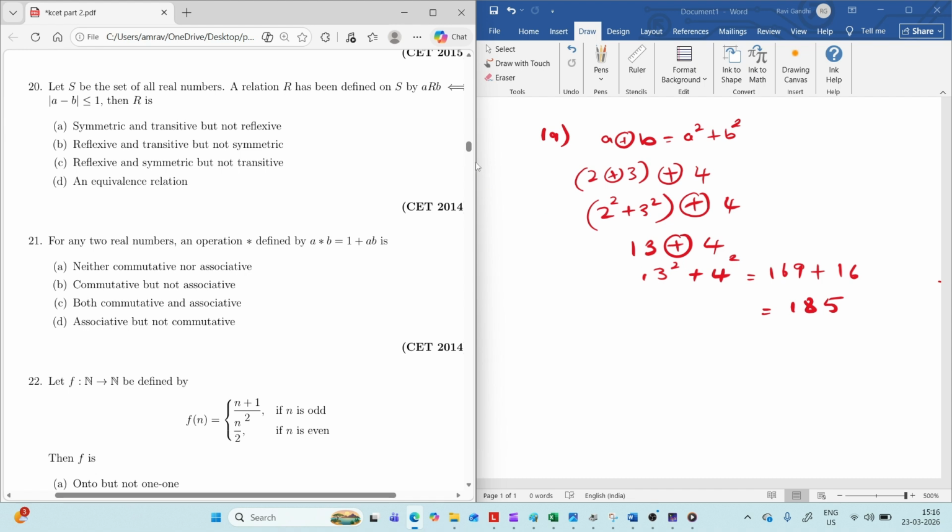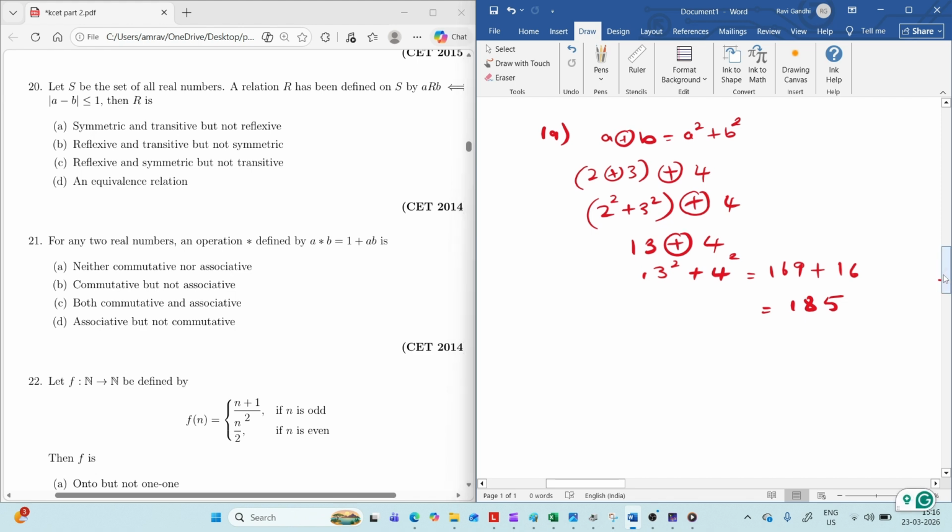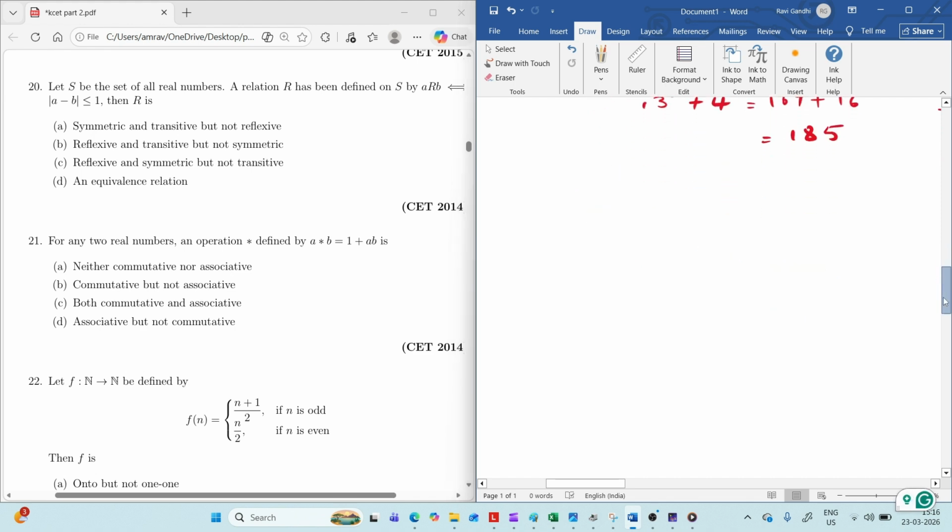So next question, let S be the set of all real numbers. A relation R has been defined on S by A related to B as modulus of A minus B less than or equal to 1. Then R is, you have to find out whether it is reflexive, symmetric and transitive using this condition. It's very simple. First we'll go with reflexive.